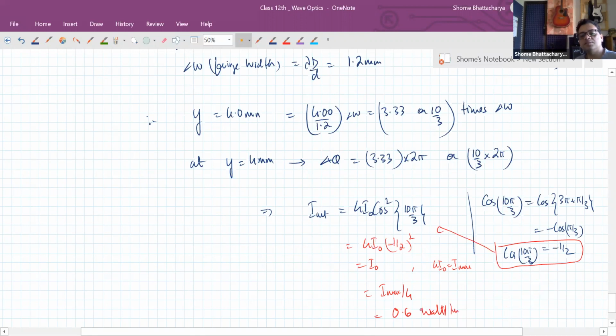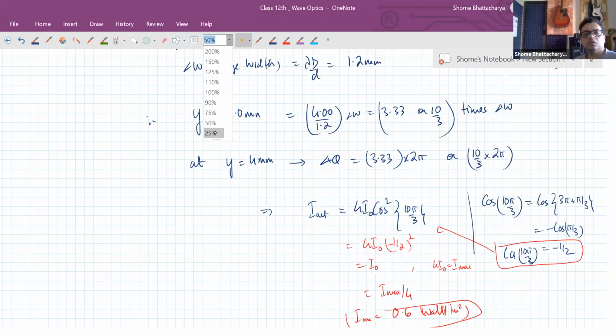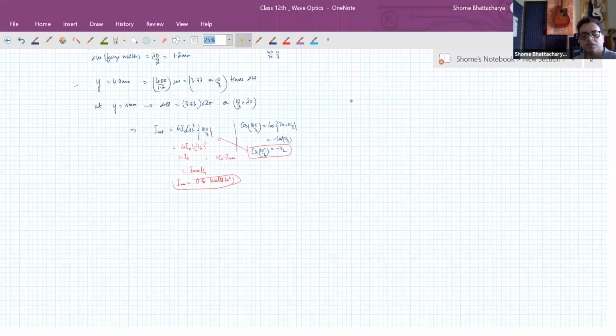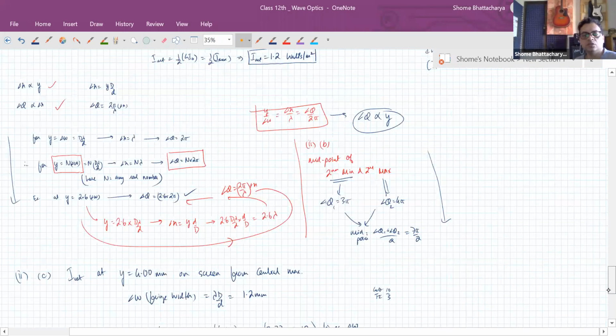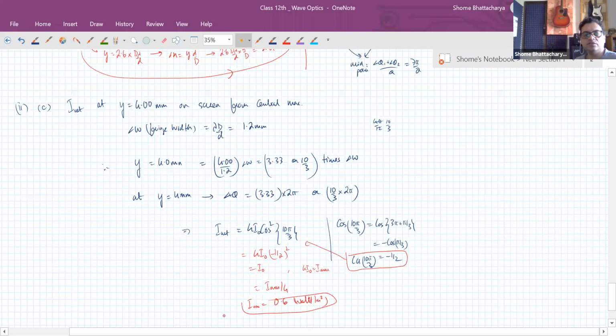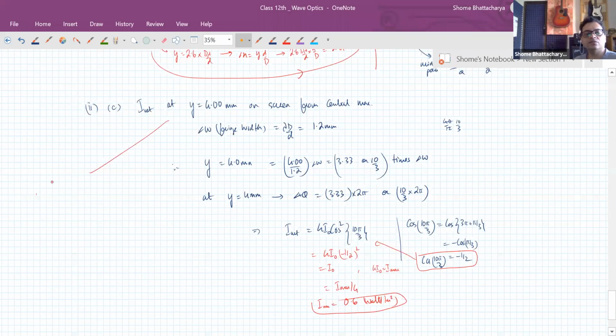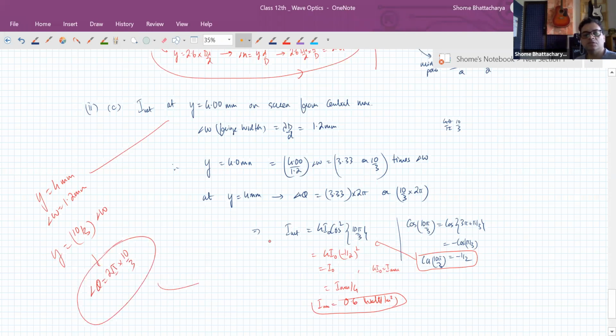So here also I have explained in detail, but at the exam level, all you need to really worry about is this. My position y is some kind of factor into fringe width. So what is that factor? From that factor, I directly know what is the phase difference. So all you need to really think is, okay, y is 4 millimeters. The fringe width was 1.2 millimeters. So y is how much? It is 10 by 3 times the fringe width. Therefore, phase difference is 10 by 3 times 2 pi. So that's it. And then you know the formula. Then substitute that.